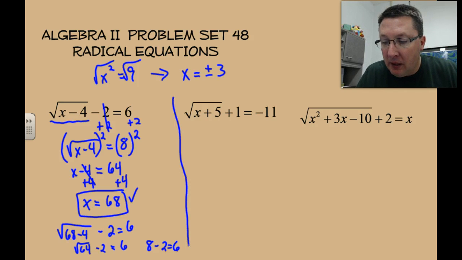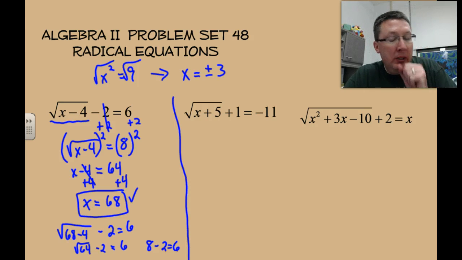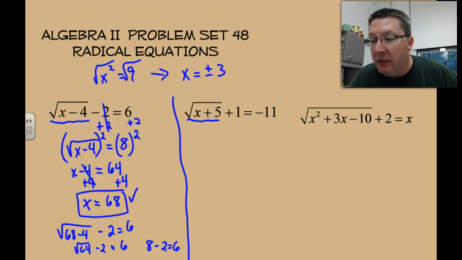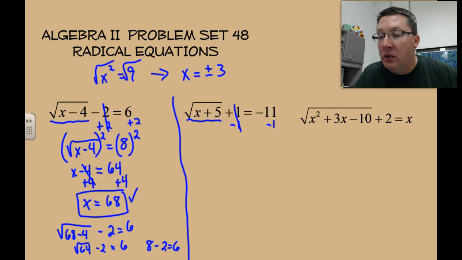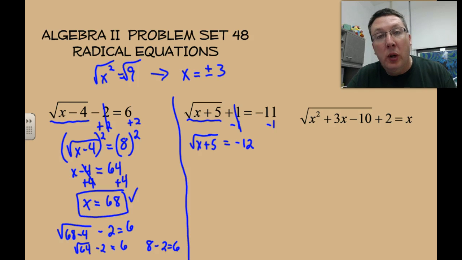Okay? So let's try another one. Again, the process, we're going to isolate the square root first. So here's my x plus 5 under the square root. I need to get that thing by itself. So my first step, I'm going to subtract 1. So I am left with the square root of x plus 5 equals negative 11 minus 1 is negative 12. My next step, I got the square root by itself, so my next step is I need to square both sides of the equation.